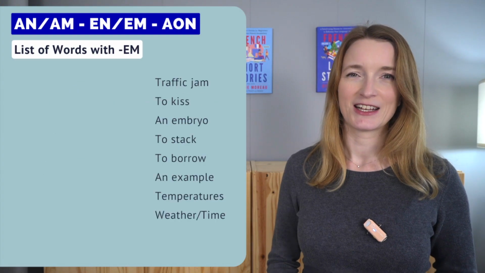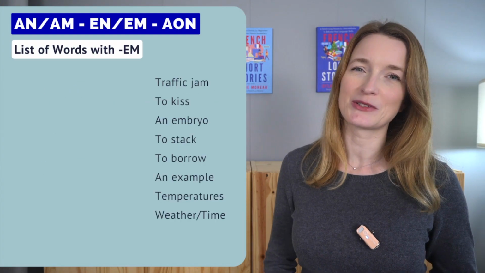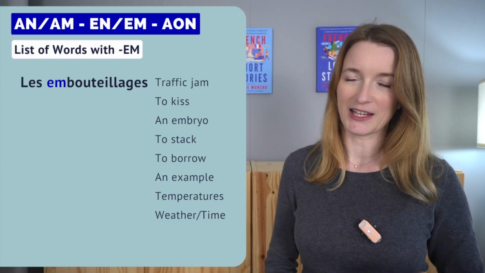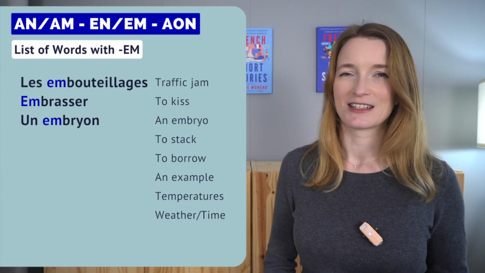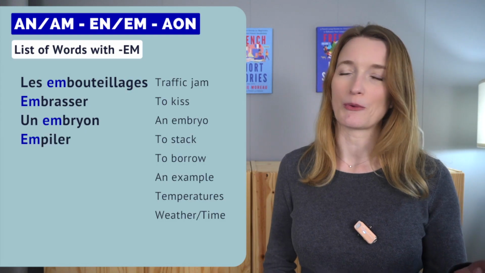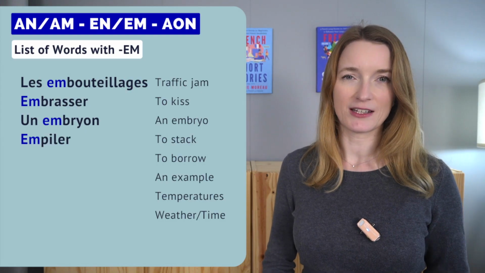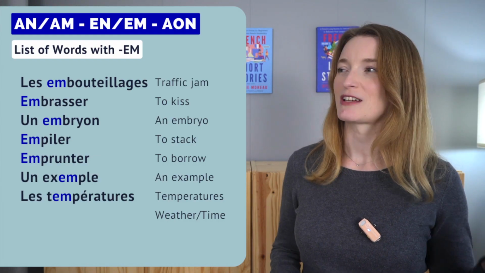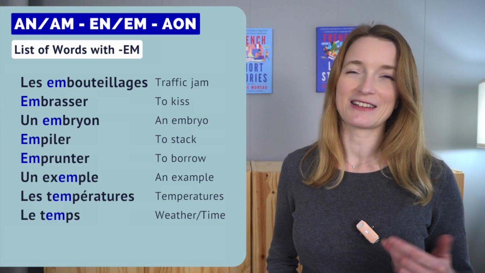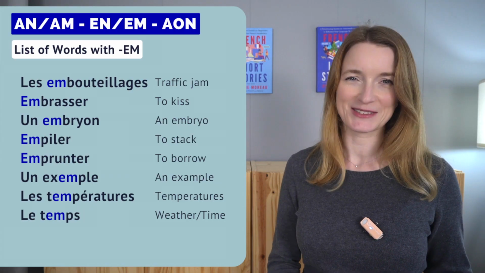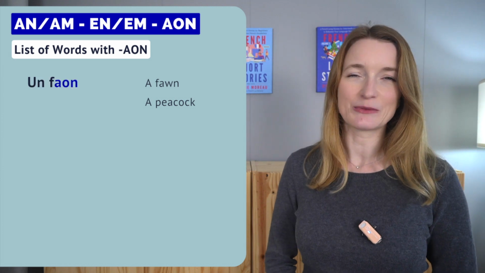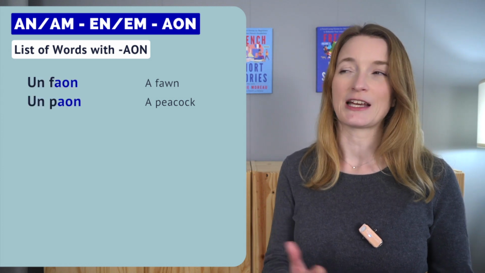And a list of words including em, we have les embouteillages, so before a B, embrasser, un embryon, and before P, we have empiler, emprunter, un exemple. Two more. Les températures and le temps. Very common ones. And finally, with the two words that include A-O-N, we have un fan et un pan.